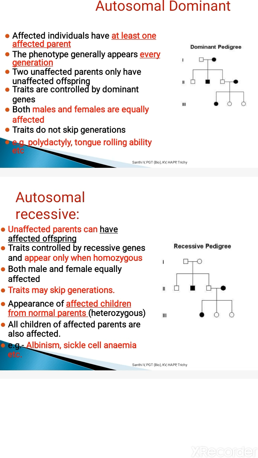For autosomal recessive, examples are albinism and sickle cell anemia. Albinism means they lack the melanin pigment, so they have extremely fair color and bleached skin, and their hair will also be white in color. That is albinism. Sickle cell anemia, about which we already studied, the sickle-shaped cells, is also autosomal recessive.